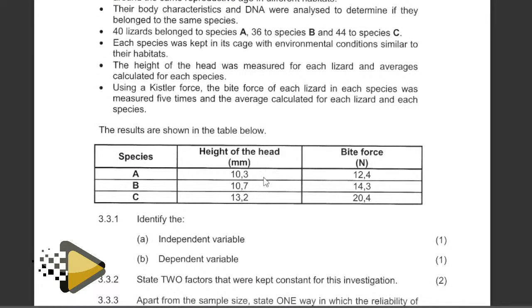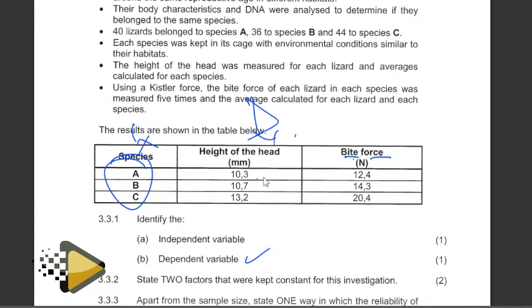So the species will determine the head and also determine the force of the bite, or bite force. So the species becomes the independent variable, I, D, X, Y. I told you that. So the species becomes the independent variable, and the dependent variable is the bite force. Someone can ask me, what about the height?